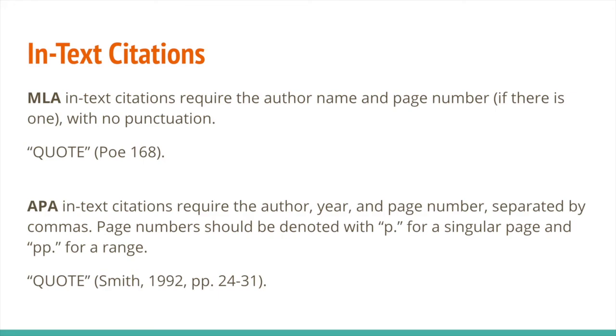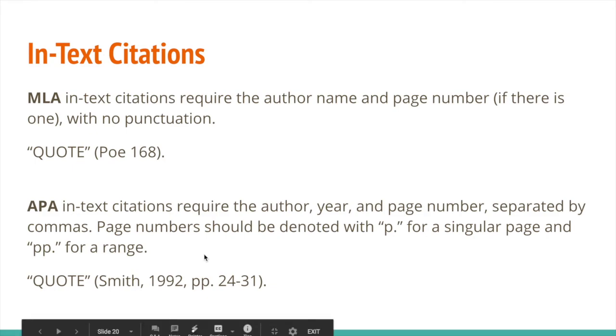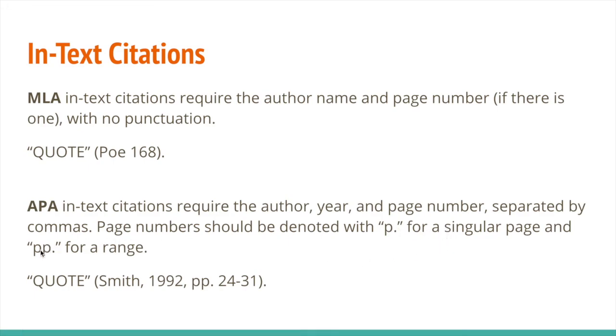In-text citations. For MLA in-text citations, you're going to use the author name and the page number, if there is one, with no punctuation. APA in-text citations are going to look similar, but they're going to require a little bit more information. They want the author, the year, and the page number separated by commas, in that order. Page numbers in APA should be denoted with a lowercase p with a period for a singular page, and two lowercase p's with a period for a range.